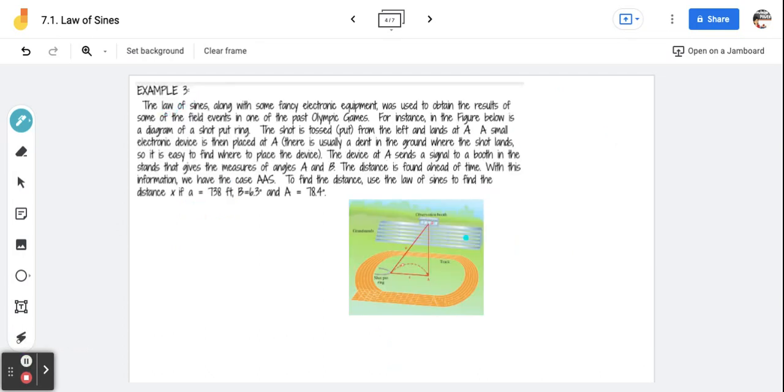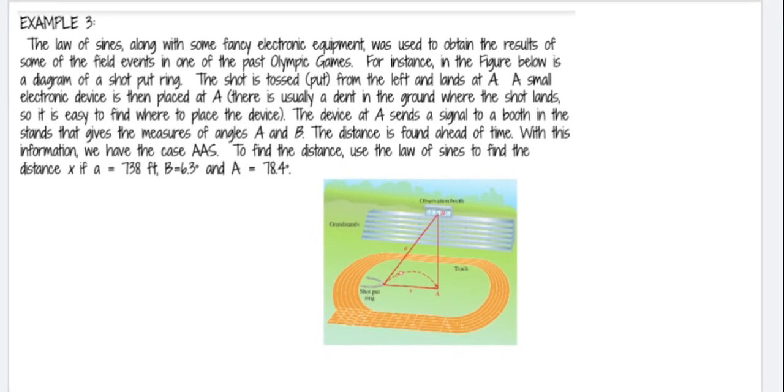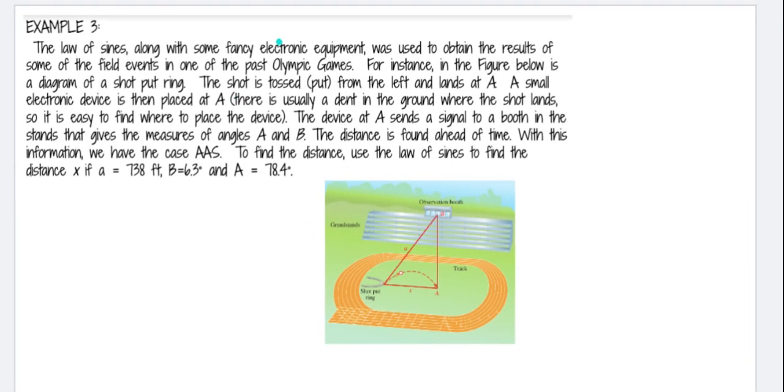All right, example 3. This one's got a little diagram here for us. The law of sines, along with some fancy electronic equipment, was used to obtain the results of some of the field events in one of the past Olympic Games. For instance, in the figure below is a diagram of a shot put ring. The shot is tossed or put from the left and lands at A. So here's the circle where they throw from. Shot put goes up, lands at A.